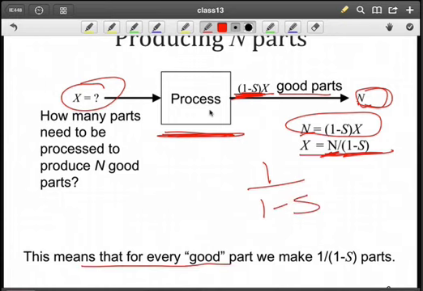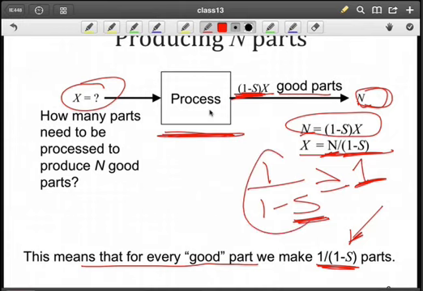Well, you can think of that as for every good part, you actually make 1 over 1 minus S parts, which means 1 over 1 minus S is greater than or equal to 1. Now, what happens when your scrap rate is 1? That means you can't produce any good parts, and so this becomes infinity. But this ratio will always be greater than or equal to 1. Obviously, you would like to get it as close to 1 as possible, which is the case when S is equal to 0. But that's not always possible depending upon the materials and the geometry that you are trying to create.